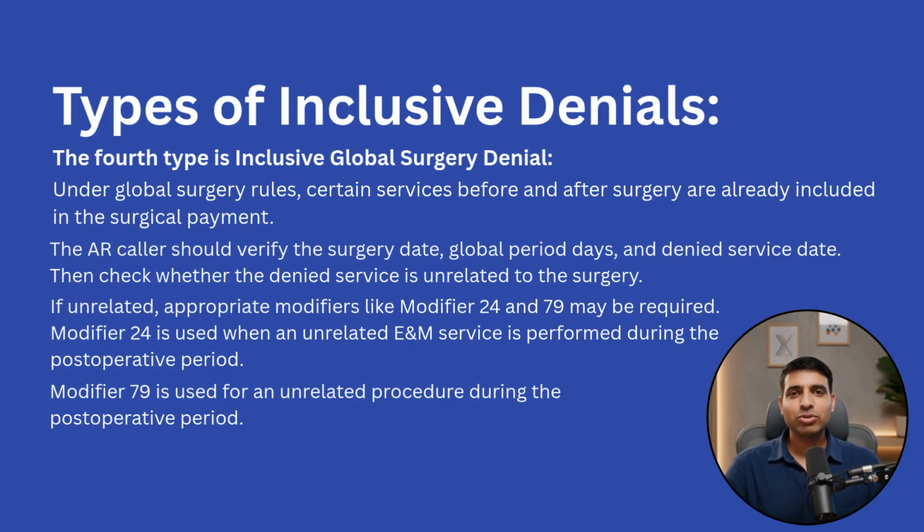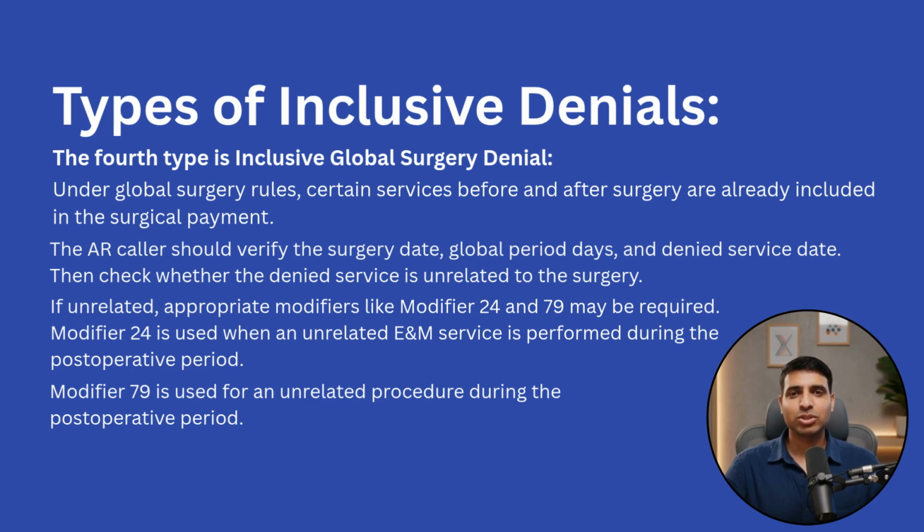The AR caller should verify the surgery date, global period days, and denied service date. Then check whether the denied service is unrelated to the surgery. If unrelated, appropriate modifiers like Modifier 24 or Modifier 79 may be required.